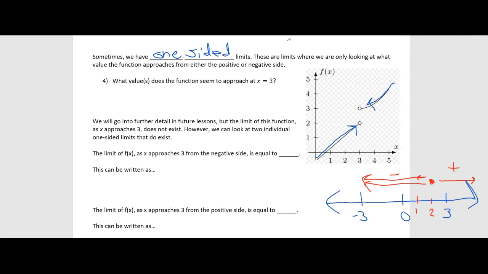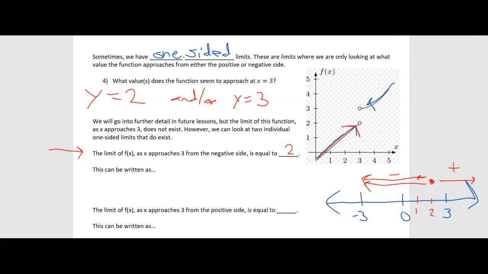So up here, we really have two answers. We have y equals 2 and/or y equals 3. Now again, if we were looking for the regular limit, we would have to say it does not exist because the function is not approaching the same values from both sides. Okay. The limit of f of x, I skipped down here, as x approaches 3 from the negative side. So again, this time we're looking at the left-hand side. That's going to be equal to 2.